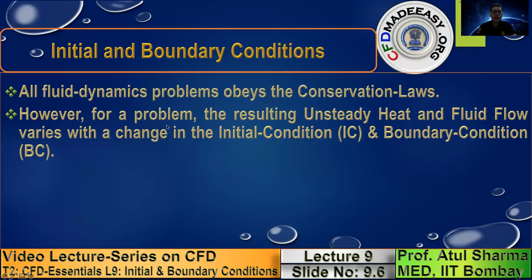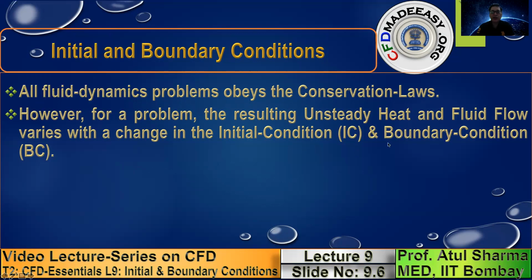So as I discussed in the example problem for a car, all the problems obey the conservation law. However, for a problem, let us take the example of flow across a car, which I discussed earlier. The resulting unsteady heat and fluid flow varies with a change in the initial condition and boundary condition. For the example of the car, I discussed the change in initial condition by taking an example of whether in a tunnel the fluid is stationary, or there is a flow by the fan. So under both types of initial condition, you can get different results. So the result depends on the initial condition of flow inside the tunnel.